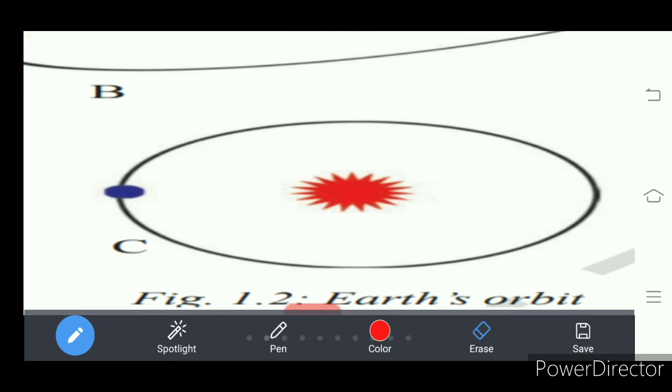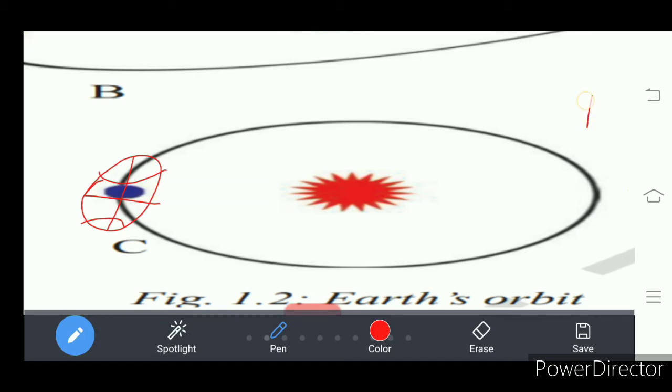So when it comes to different positions, different parts of the earth will face the sun. Let me show you that. Here I am drawing the earth. Look here, this is earth. For your understanding, I have drawn it like this. Look here. Which direction, or which hemisphere, is facing towards the sun?